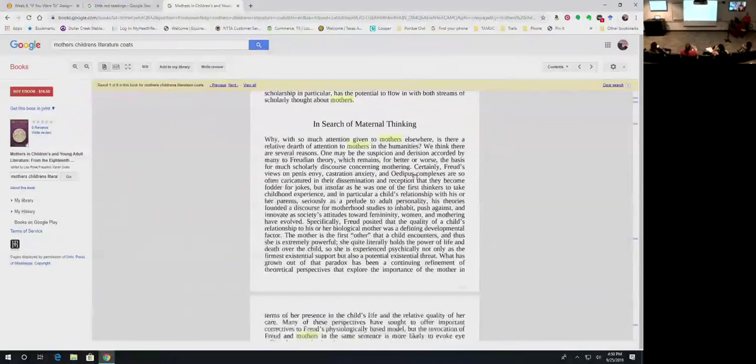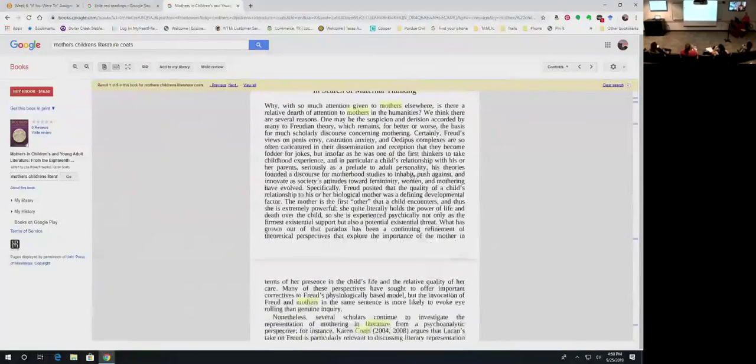And they explain, once again, kind of like Hubler explained why historical materialism has not, why aren't more scholars historical materialists. And then this one asks why so much attention was given to mothers elsewhere, like in psychology and sociology and those areas. Is there a relative dearth of attention to mothers in the humanities? We think there are several reasons, and they go on to list them.